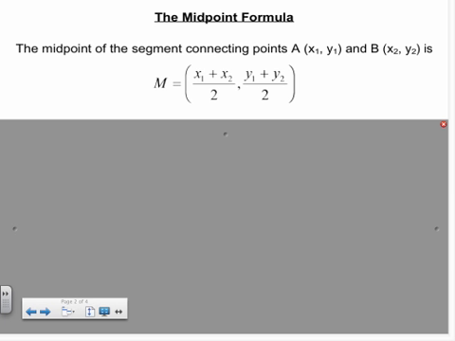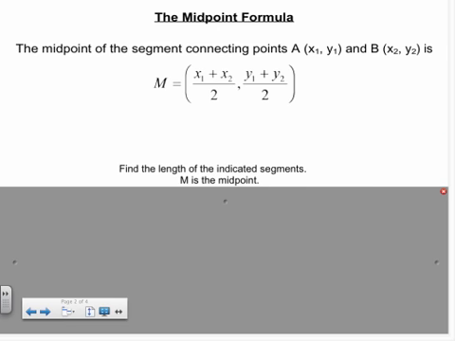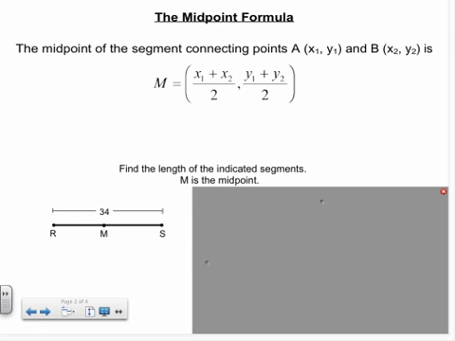For now, let's use the definition of a segment bisector and a midpoint to find the lengths of a few different segments. In this first diagram, we're given segment RS with midpoint M. We know the whole segment RS is 34, and we're looking for the length of segment RM. If we know the whole thing is 34 and those two smaller segments have to be congruent, then we know that segment RM has to be the whole segment, 34, divided by 2, or just 17.